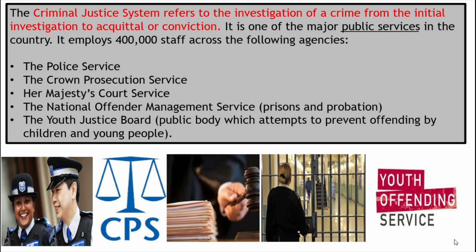It is one of the major public services in the country. What we mean by public service is a service that is provided by the government and paid for by the taxpayer. It employs 400,000 staff across the following agencies: the Police Service, the Crown Prosecution Service, Her Majesty's Courts Service, the National Offender Management Service, so prisons and probation, and finally the Youth Justice Board, the public body which attempts to prevent offending by children and young people.